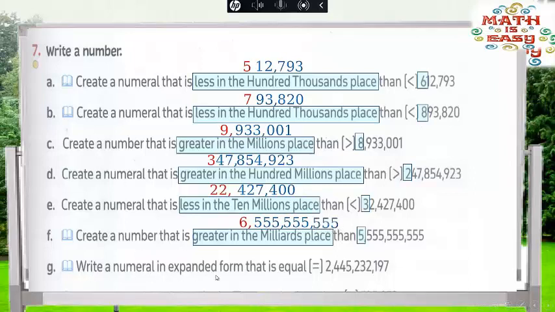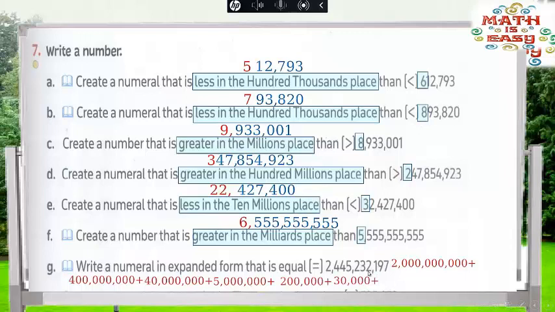Write the numeral in expanded form that is equal to this number. That means you should convert this number, and here we have equal. So you should write the same digits but in expanded form. We have here 2 milliard. You should write 2 and 9 zeros as we learned in the previous videos. And here we have 400 million. Write 400 million, 40 million, 5 million, 200,000, 30,000, 2,197. We wrote this number in expanded form.